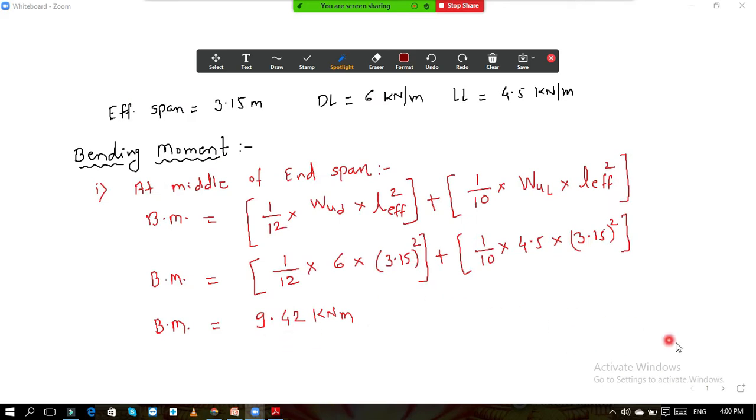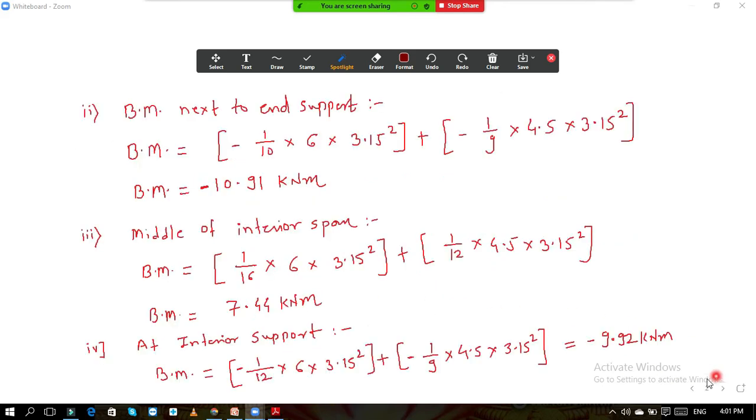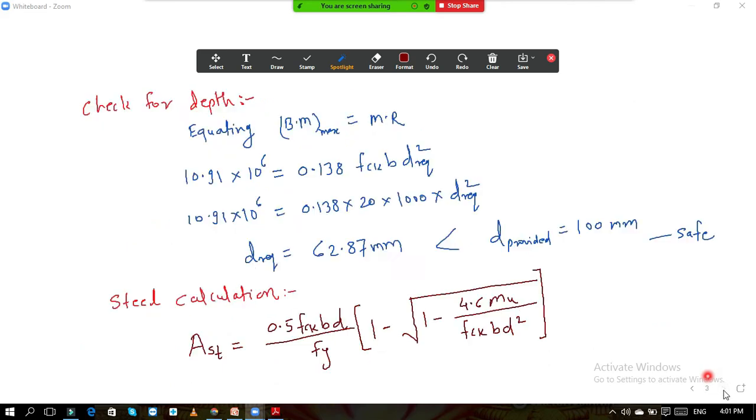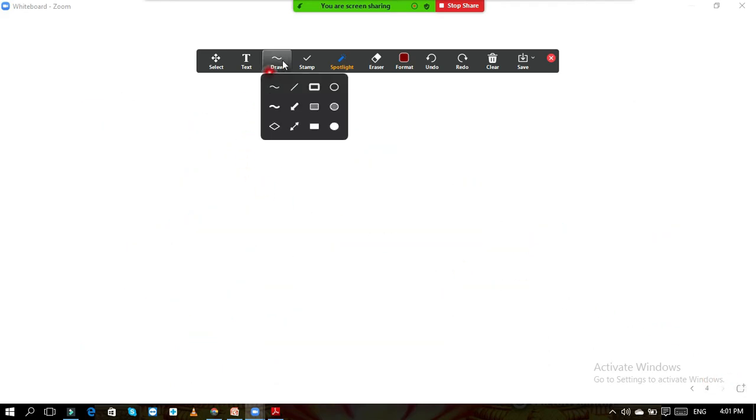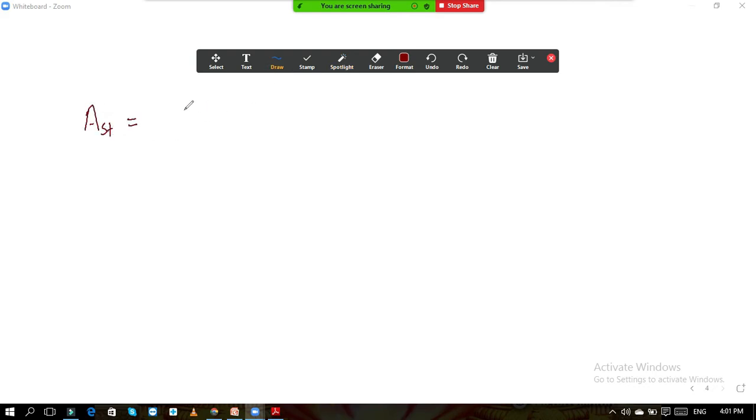So we are going to design it for the maximum bending moment so that it is automatically safe for all other bending moments. The maximum bending moment is 10.91, so we will design it for that. So Ast is equal to 0.5 into 20 into 1000 into d divided by 415.